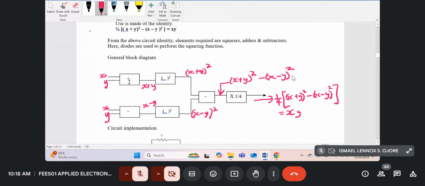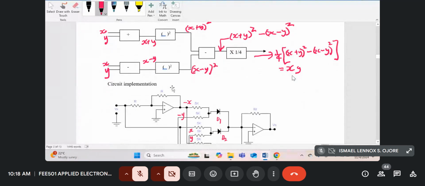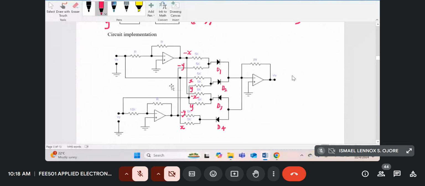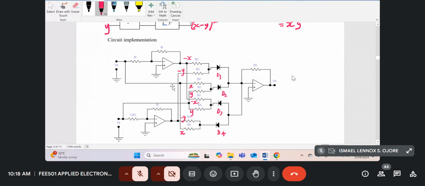Now the circuit that enables us to do what is shown in the block diagram is this circuit over here. In the notes that I've given you, I've not put whatever I've written here in red. I'll just show you how I get what I've written here in red. I just put them beforehand to speed up things. So let's call these amplifiers: this one A1, A2, and A3 to be my output amplifier.